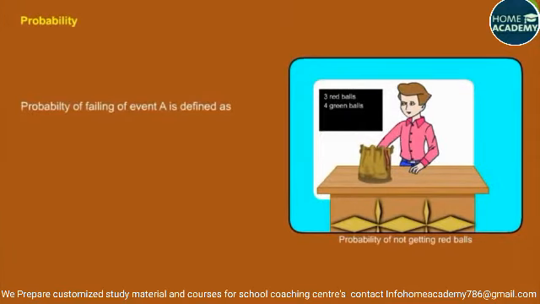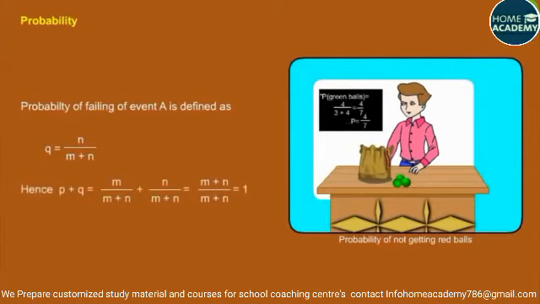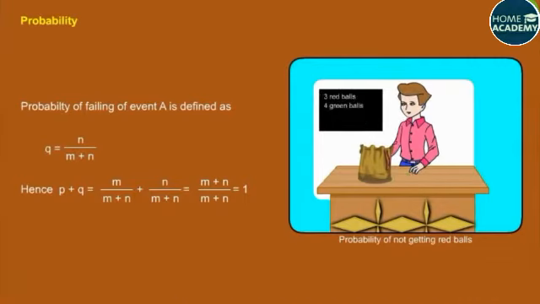Probability of failing of event A is defined as q equals n upon m plus n. Hence, p plus q equals m upon m plus n plus n upon m plus n equals m plus n upon m plus n equals 1.